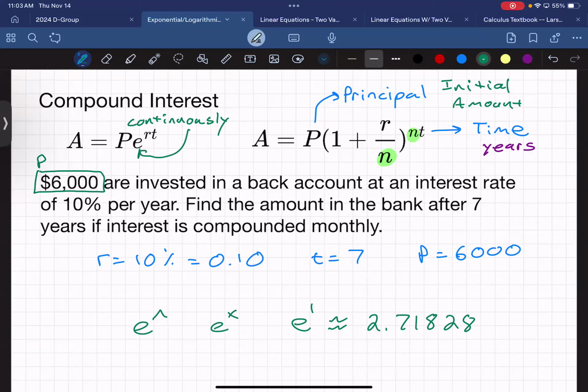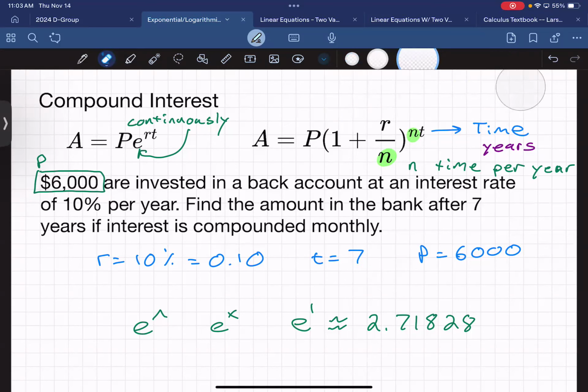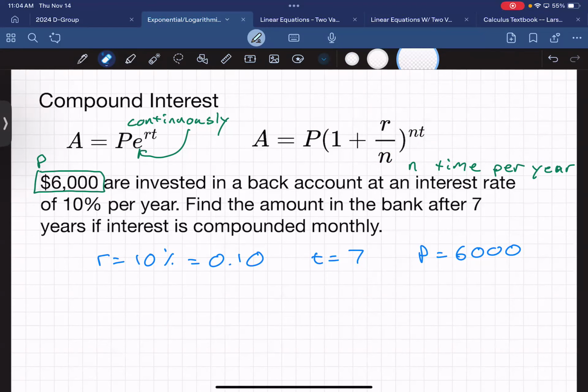The other one, when you see the letter N, that's going to tell you it's not compounded continuously, but it's going to break up a year into parts. So what you're going to see here is compounded N times per year. All right, so this is an important aspect of compounded N times per year, okay? So one's compounded continuously, the other one's compounded so many times per year, is what it boils down to, okay?